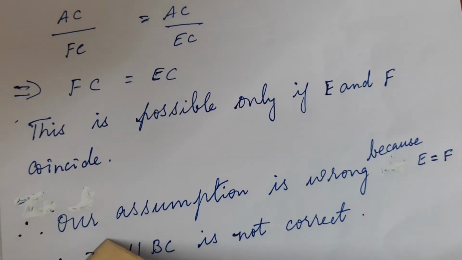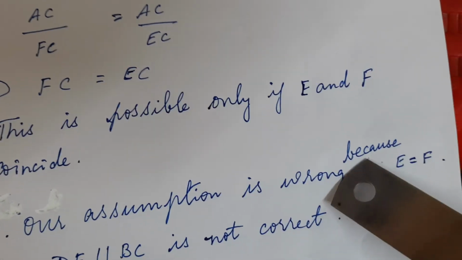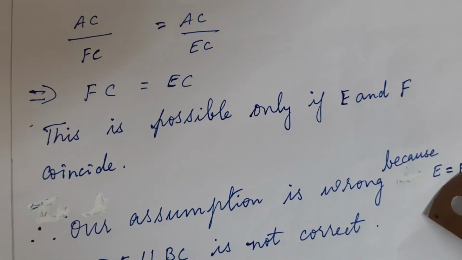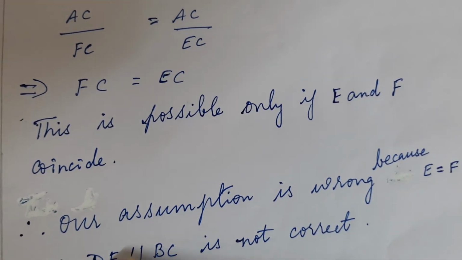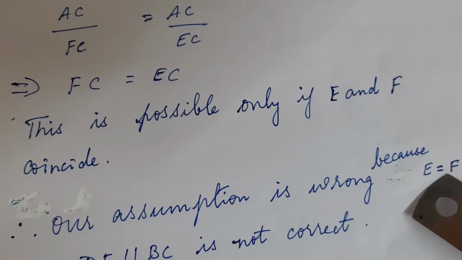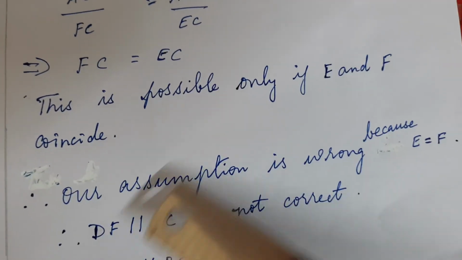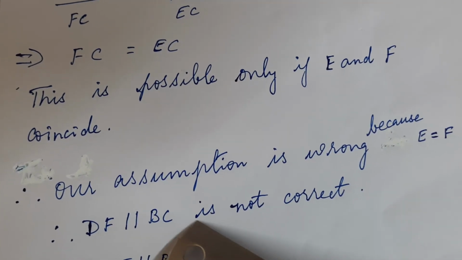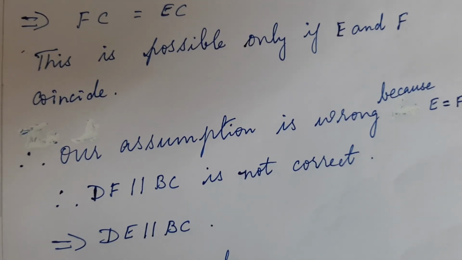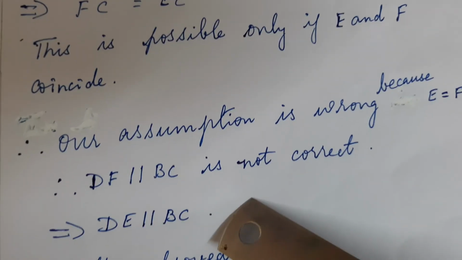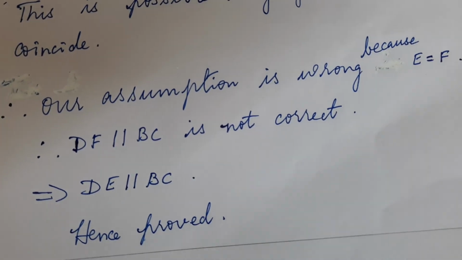So our assumption is wrong because E is equal to F, but we had taken E as different from F in the assumption. Now we have proved that the assumption is wrong, because E is equal to F from this statement. So therefore DF parallel to BC is not correct. What we assumed is not correct. So what is correct now? DE is parallel to BC. Hence proved. Thank you.